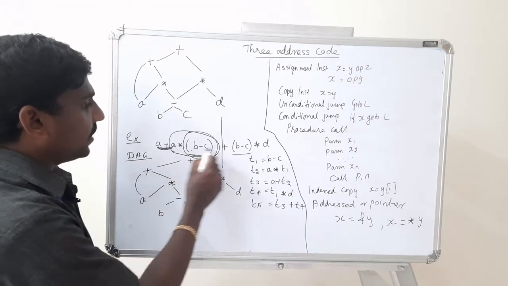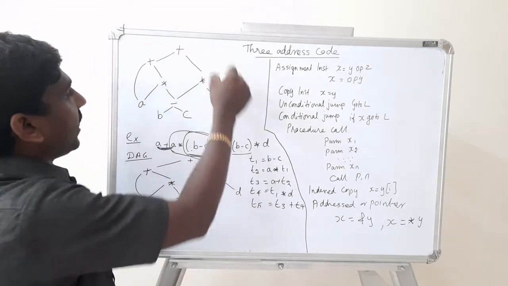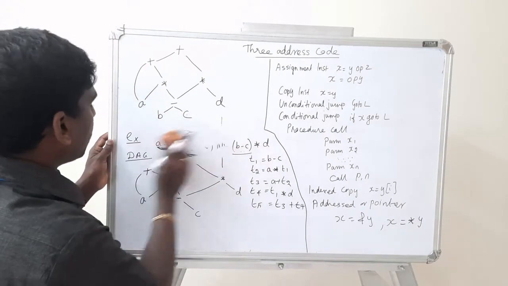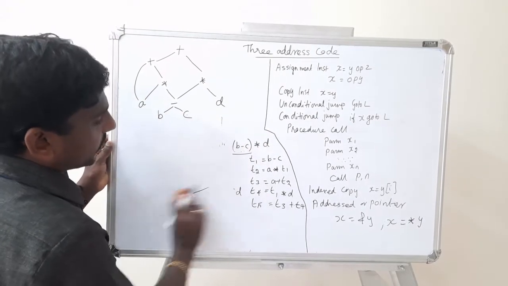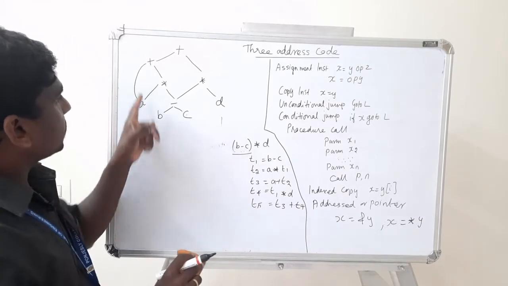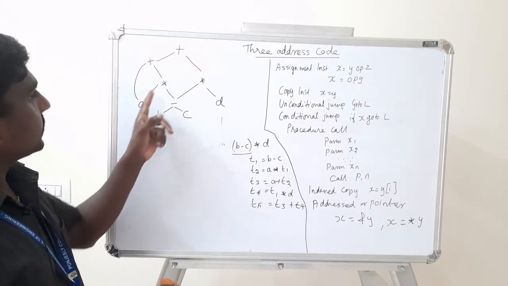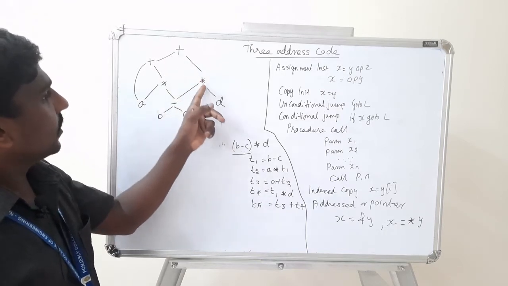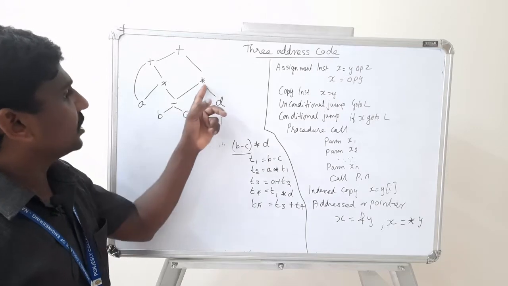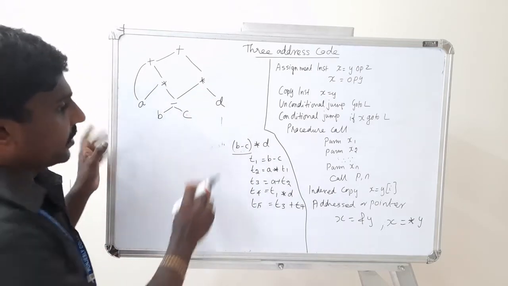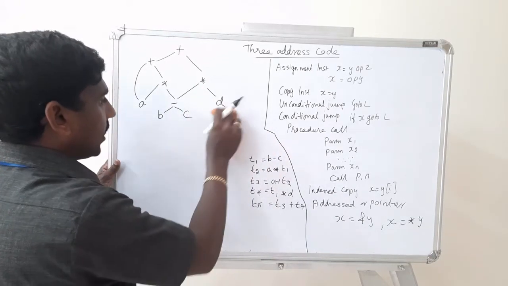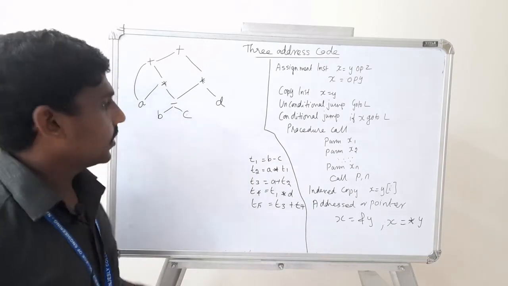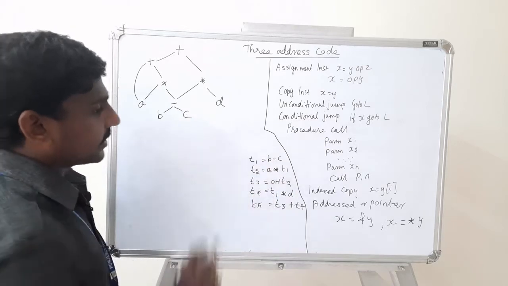That's what I told you: a we have two times and b minus c we have two times, but in this graph b minus c appears only one time, and a only once. This graph represents a plus a star b minus c plus b minus c into d. This is the DAG representation. So we can represent three address code using a DAG or syntax tree. Now, how to construct the three address code.